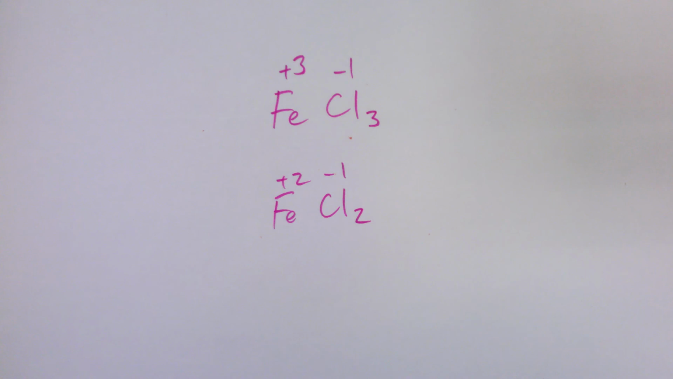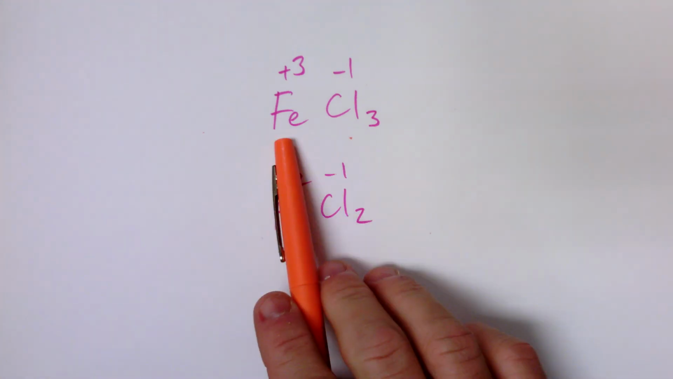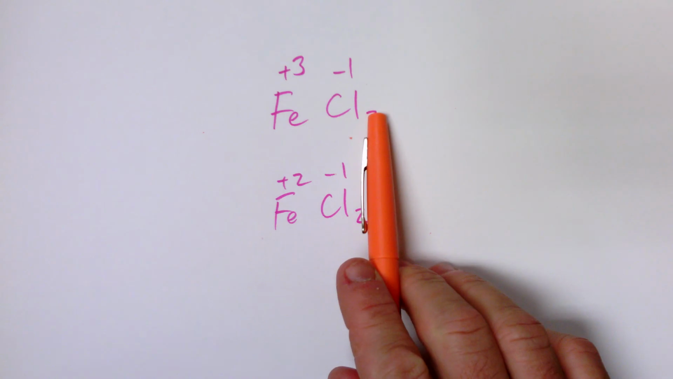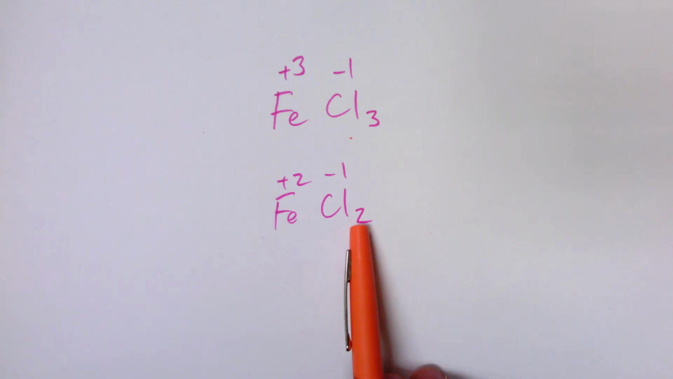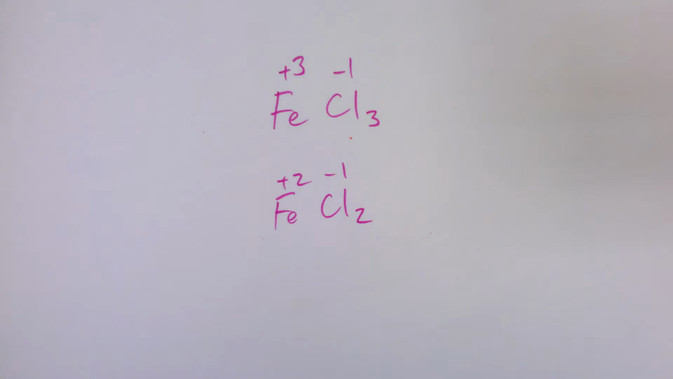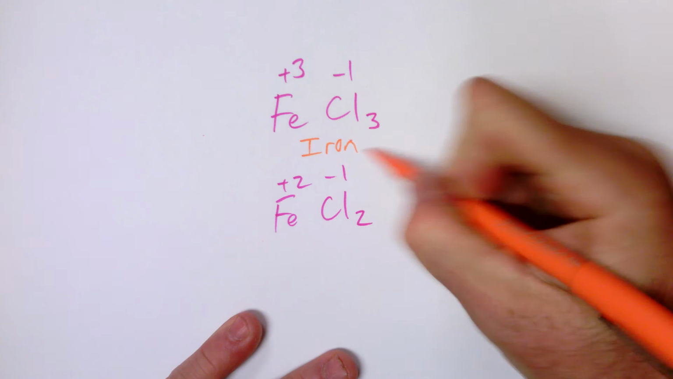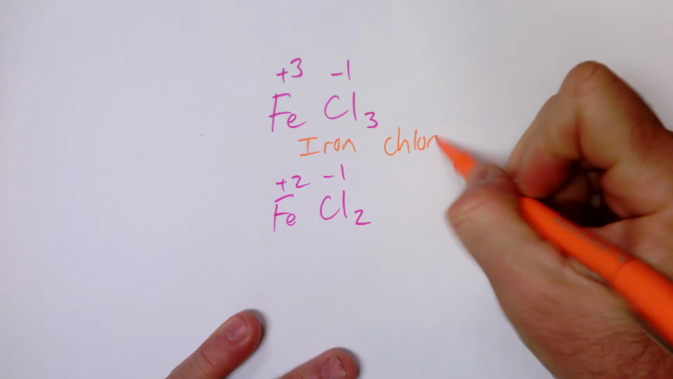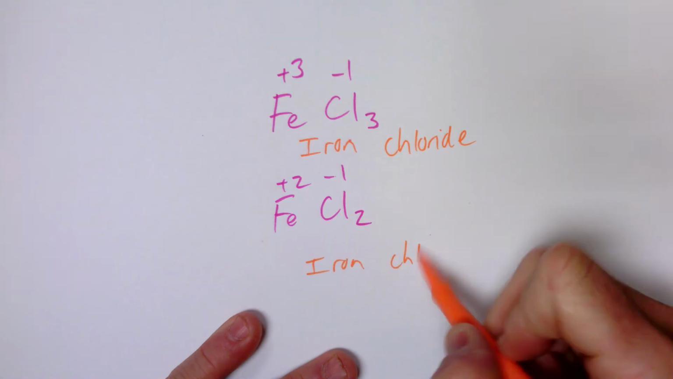Now, how do we say the names of these things? This is where the Roman numeral comes into play. If you have the formula, oh, that's FeCl3. I see it. That's the iron that gave 3. Oh, I see. This is FeCl2. That's the iron that had a 2 charge. But if we're saying the names, both of these are iron chloride, aren't they? Because they're both iron and chlorine.